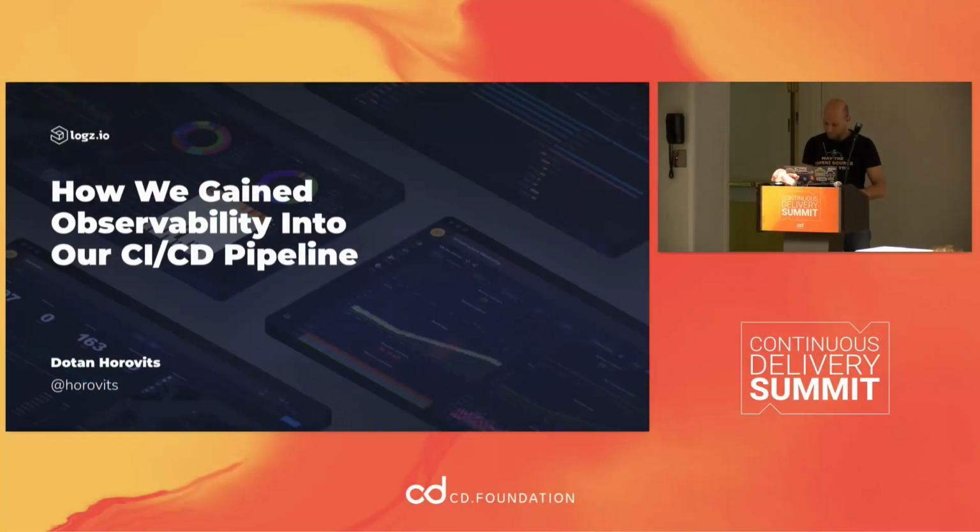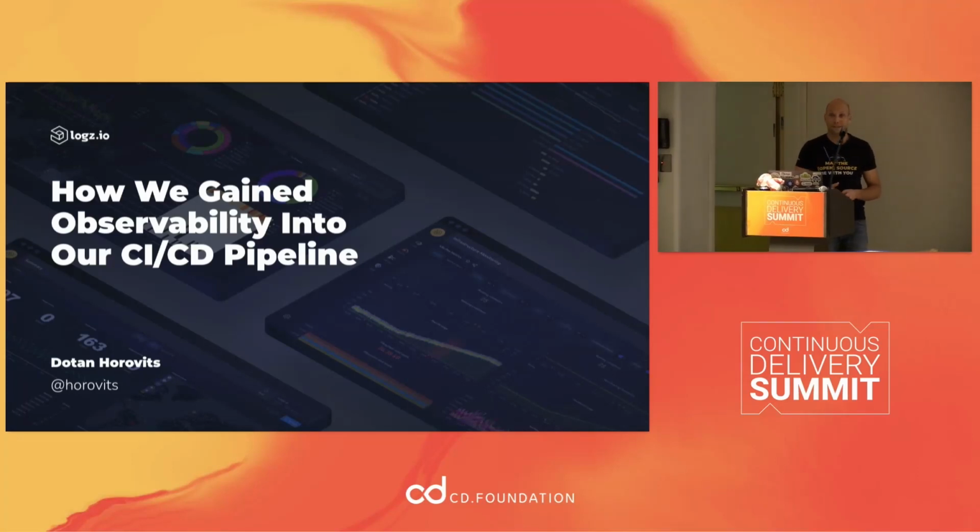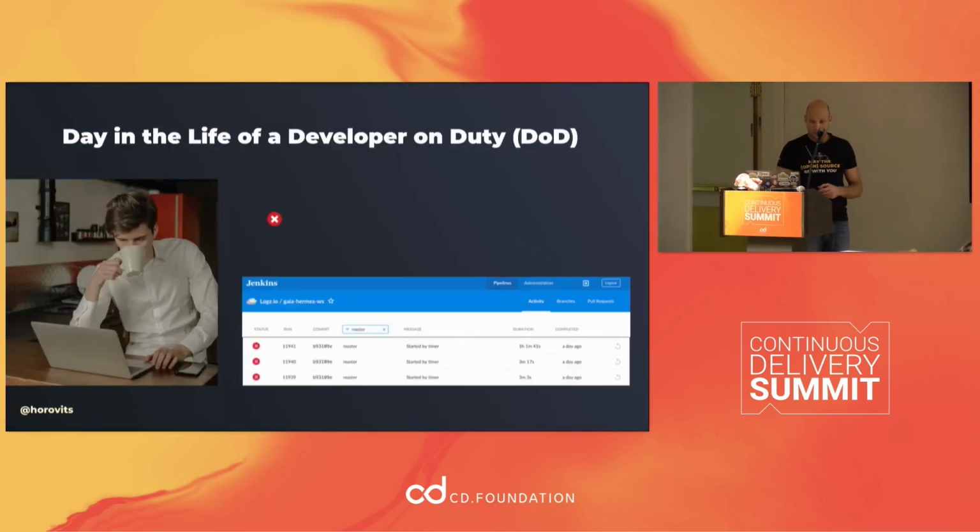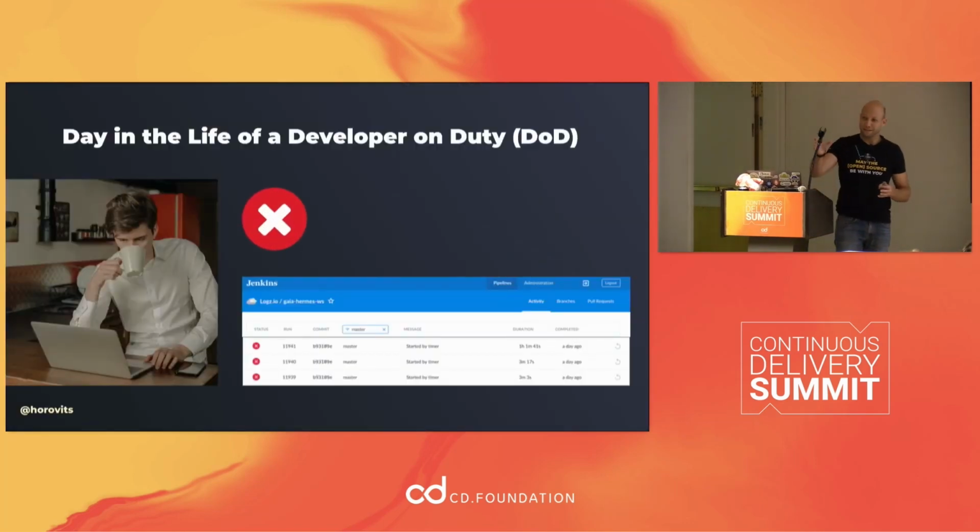And today I'd like to share with you how we gained observability into our CI/CD pipeline. Let's start with a day in the life of a developer on duty, DoD. The way it used to work for us, every morning the DoD starts the day going into Jenkins, the graduate project, first graduate of the CD Foundation, and checking the pipeline runs from the recent time, checking if anything is red, especially if there's a red master.